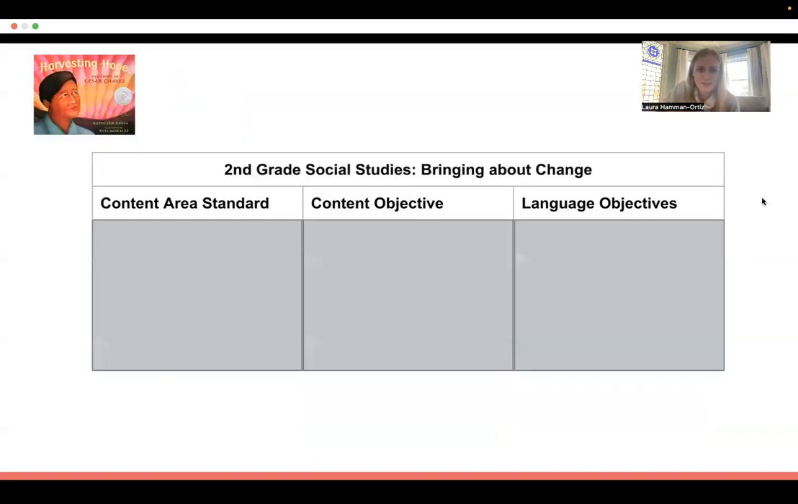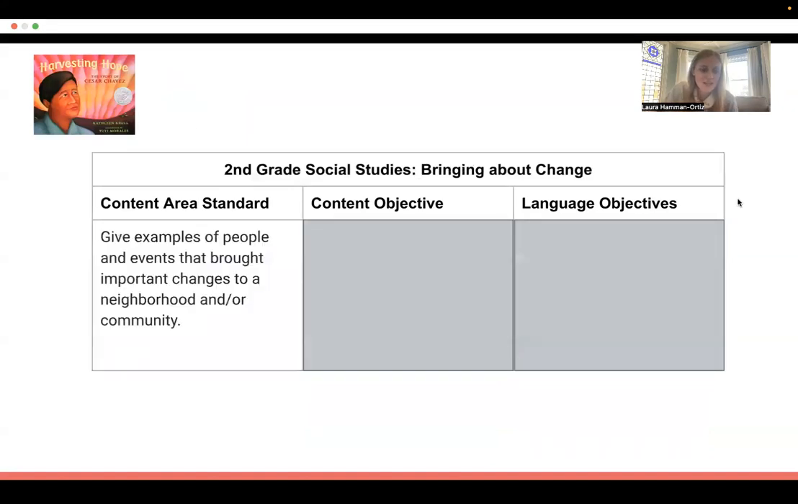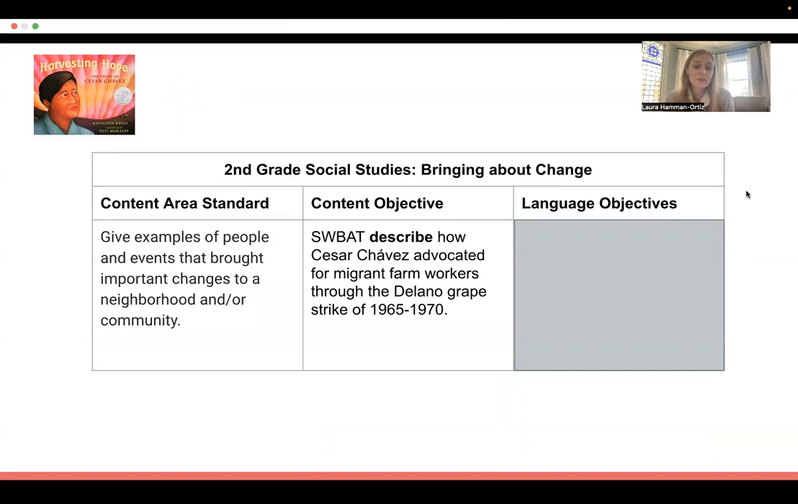All right, one more example. 2nd grade social studies, a unit on bringing about change. We're going to be learning about Cesar Chavez in this unit, and the standard that we're addressing is give examples of people and events that brought important changes to a neighborhood and or community. So that's the goal that's connected to a social studies standard. The objective for this particular lesson is students will be able to describe how Cesar Chavez advocated for migrant farm workers through the Delano grape strike of 1965 to 1970. So we're going to be reading this book, and after engaging with this book and our discussion, students are going to be able to describe how he advocated for workers through that strike.